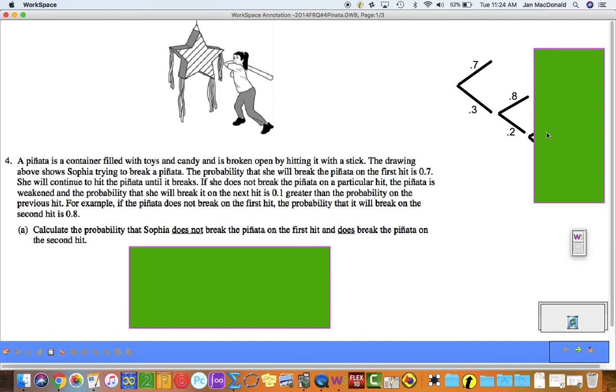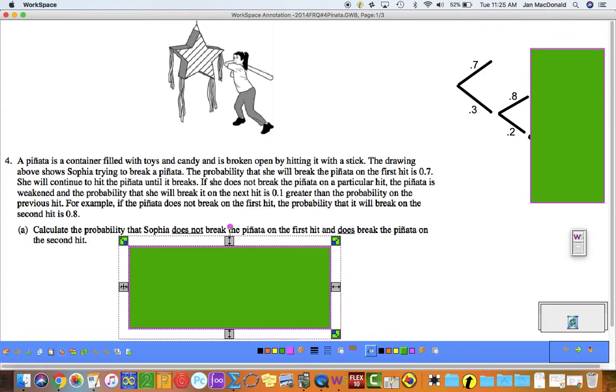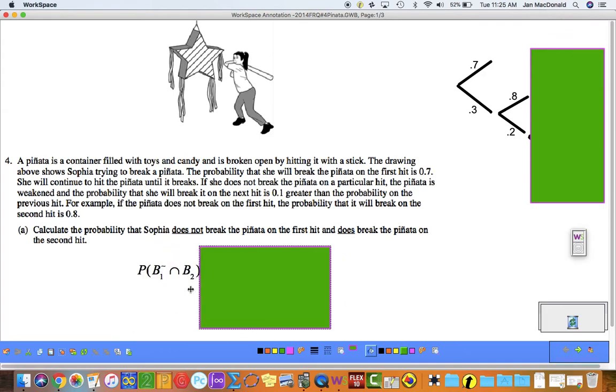Okay? And just continuing along with my tree diagram, although I don't need much more for part A, so I'm just going to stay right here with my tree diagram. Okay, so calculate the probability that Sophia does not break the piñata on the first hit and does break the piñata on the second hit. So I want the probability of her not breaking it, see the tilde, not breaking it on the first hit and breaking it on the second hit.